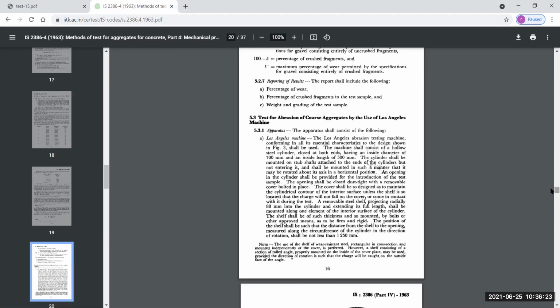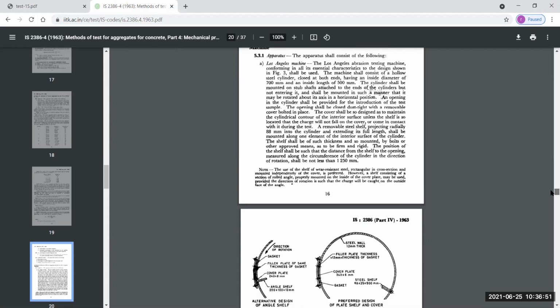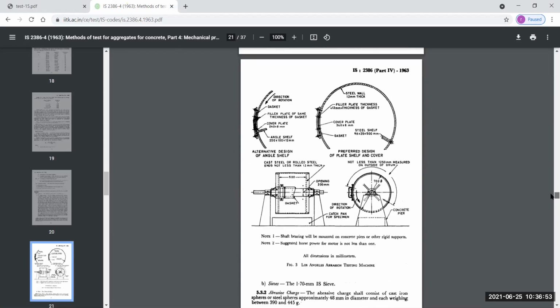So the shelf shall be of such thickness and so mounted by bolts or other approved means as to be firm and rigid. The position of the shelf shall be such that the distance from the shelf to the opening, measured along the circumference of the cylinder in the direction of rotation, shall be not less than 125 centimeters. So these are all about our Los Angeles Abrasion machine.